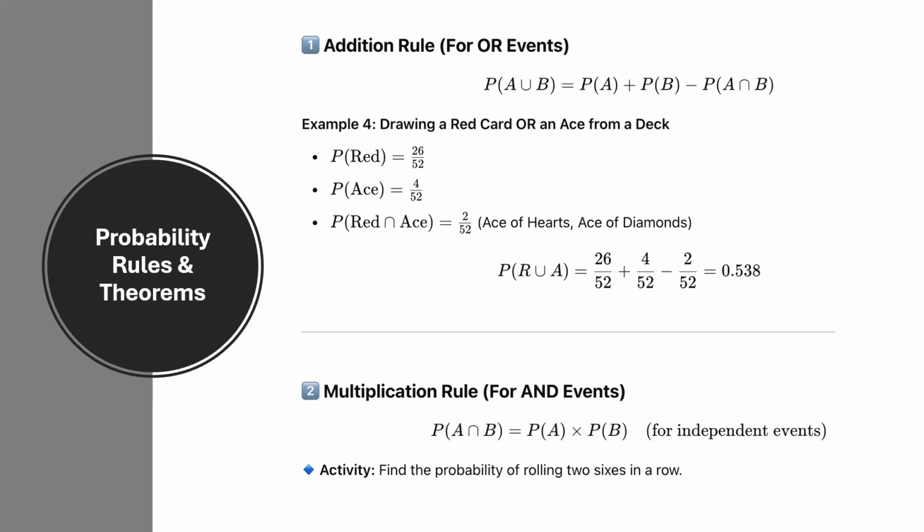What is P of A here? It is P of 2, getting a 2 from the die, which will be 1 divided by 6. P of 5, getting a 5 from a die, is again 1 by 6. So the answer will be 2 divided by 6, and the final answer will be 1 by 3. So this is the addition rule.